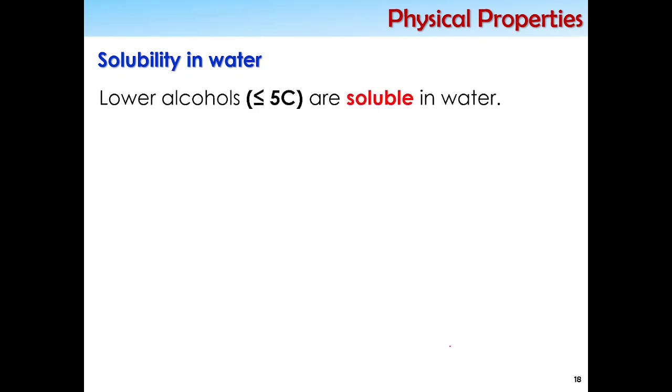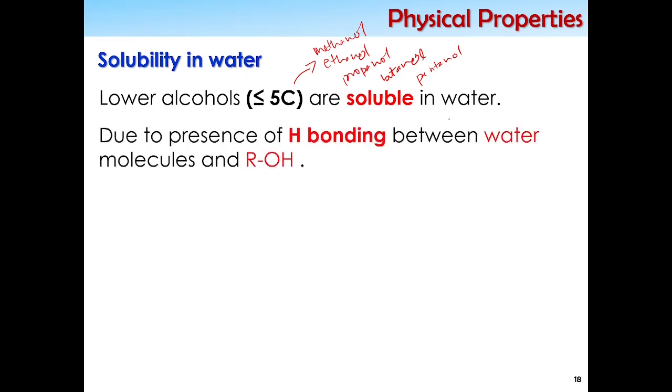Okay, solubility in water. Alcohols that have five carbons or fewer, if we list them, means methanol, ethanol, propanol is 3, butanol, and pentanol. All these are soluble in water due to the presence of hydrogen bonding. Why does it have hydrogen bonding? Because of the presence of the OH group.